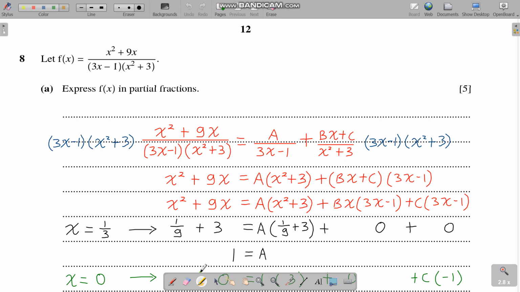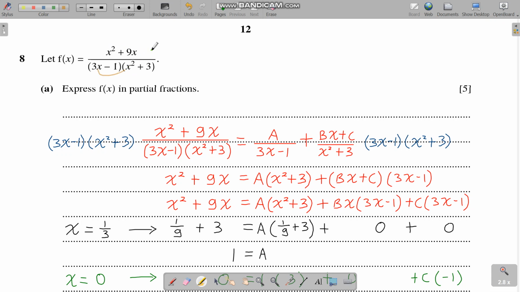This is about partial fractions. Before we do partial fractions decomposition, we have to check the order of the numerator and denominator, so the highest power of x. In the numerator, the highest power of x is 2, so the order is 2. In the denominator, after we expand, we get x to the power of 3, so the order is 3.